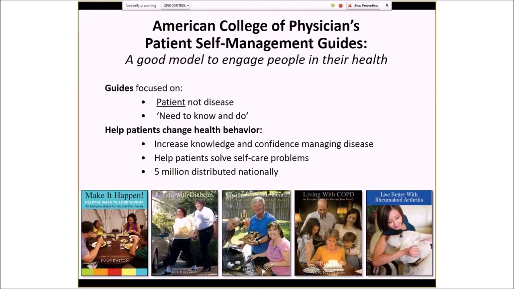These are the books we developed, the little self-management guides for the American College of Physicians on weight loss, diabetes, heart disease, COPD, and arthritis. And they're focused on the patient and not the disease. And that's one of the main differences in a lot of health materials. They're focused on the need to know and do. There's a "you can do it" chapter at the end of each section. And we've done a lot of research studies on these, and they have increased knowledge and confidence in managing disease. They help patients solve self-care problems. A1C was better, BMI was better, and the American College of Physicians has distributed over 5 million of these nationally.